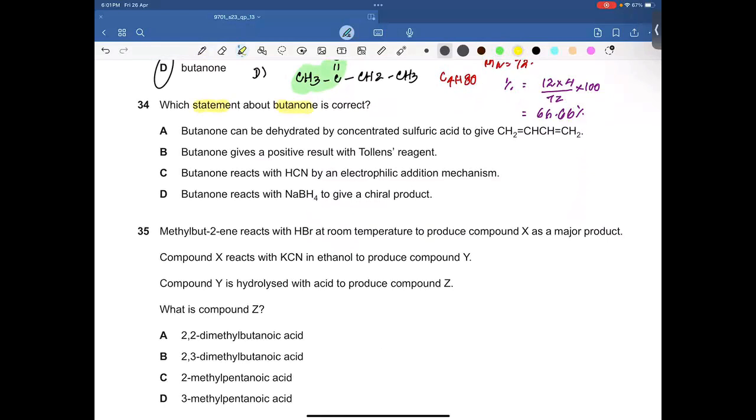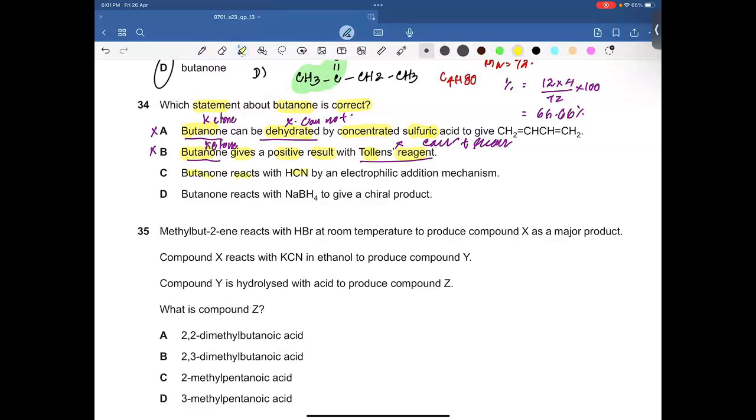Which statement about butanone is correct? Butanone can be dehydrated by concentrated sulfuric acid. Absolutely incorrect. Butanone is a ketone, and a ketone cannot dehydrate. Next, butanone gives a positive result with Tollens reagent. Butanone is a ketone, and a ketone never reacts with Tollens reagent. So the reaction cannot take place. Option B is incorrect.